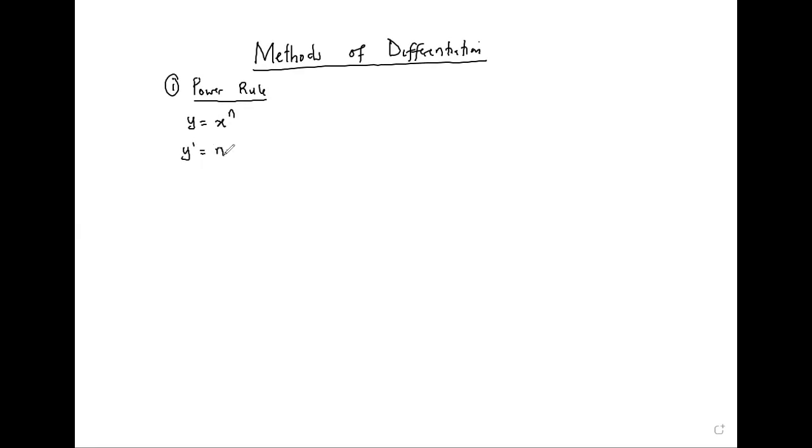So these are methods of differentiation. Okay. So we said the first method is power rule. If you have y is equal to x to the power n, its derivative is going to be n x to the n minus 1. The second rule is chain rule.